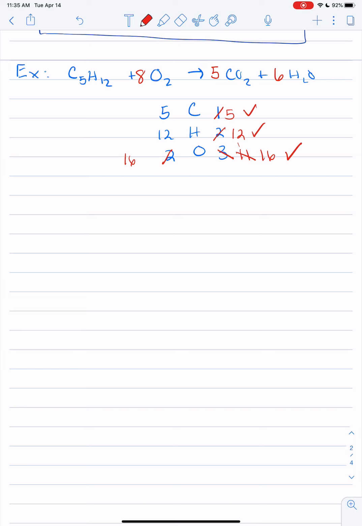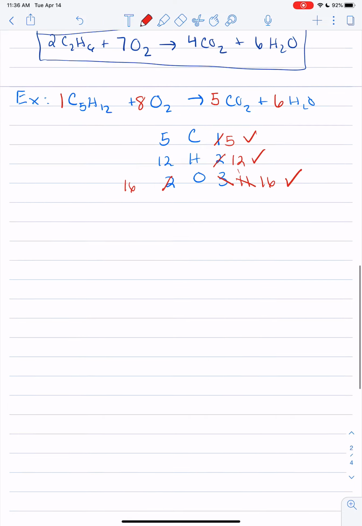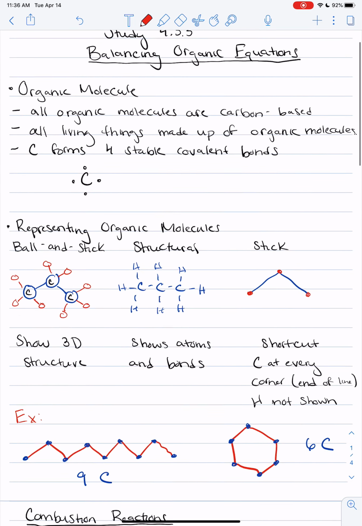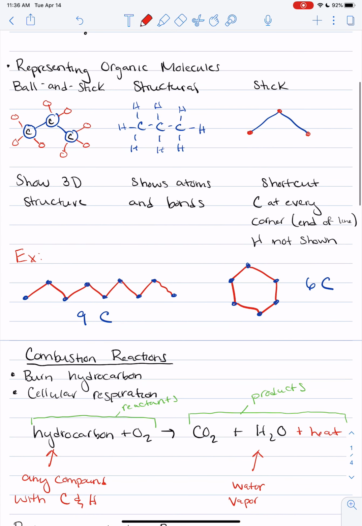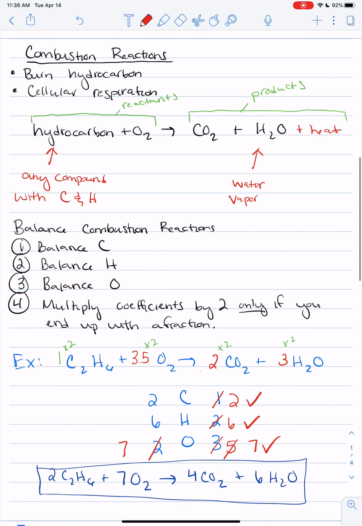Now, we can see that all of these are whole numbers. 1, 8, 5, and 6 are whole numbers, so we do not need to do that last step of multiplying everything by 2. You would only need to do that if you got a fraction or a decimal. Okay? So, this is everything that we need to know about organic equations. We need to understand what an organic molecule is, how to represent it, how to determine how many carbons there are. We need to know what a combustion reaction is and how to balance it. Okay? Hopefully that was helpful. Thank you very much.